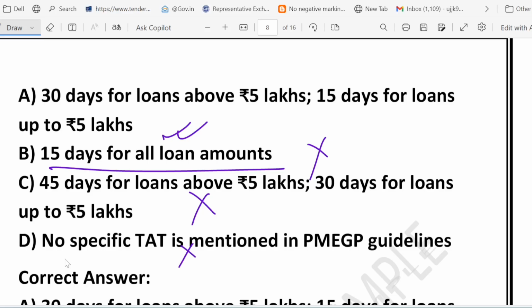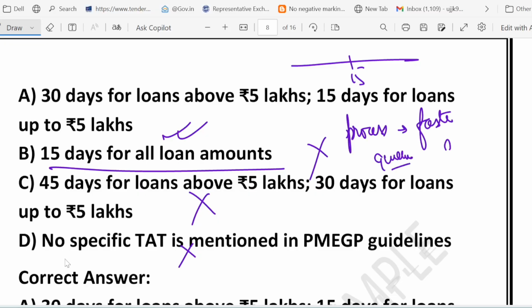So remember, PMEGP helps promote micro and small enterprises. And if we talk about the loan disposal timeline, it is very simple. Up to 5 lakh, it is 15 days. Remember, 15 days up to 5 lakh, and above 5 lakh, it is 30 days. So that is the timeline, and you know it very well. Faster processing means quicker support for entrepreneurs. That is the basic thing, right? So the correct answer to this question is option number A.